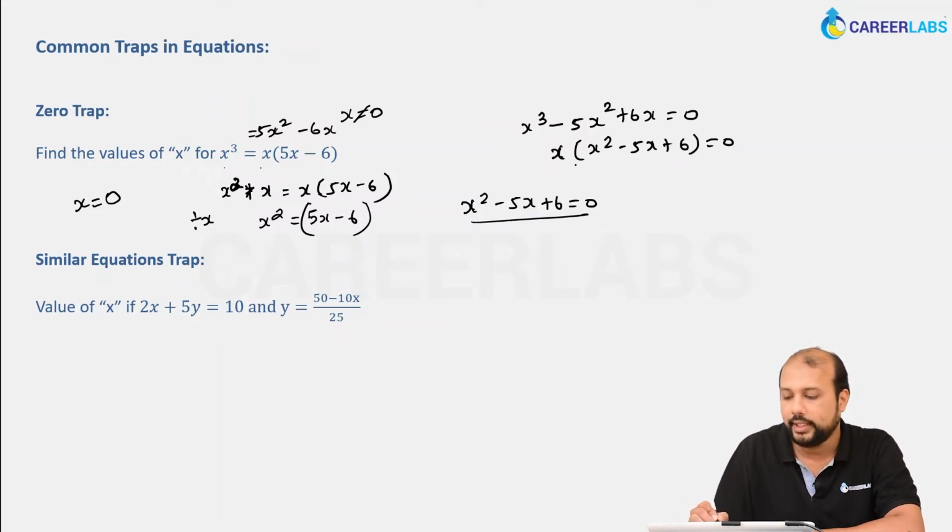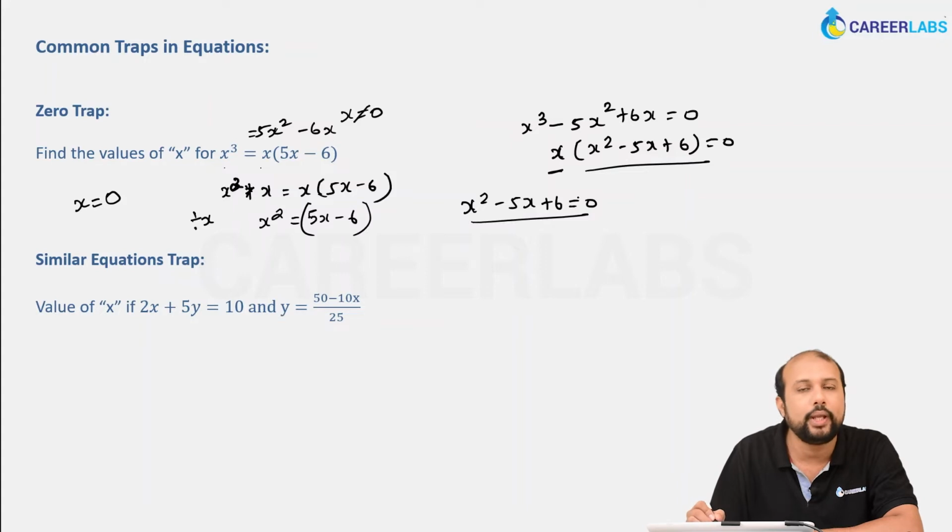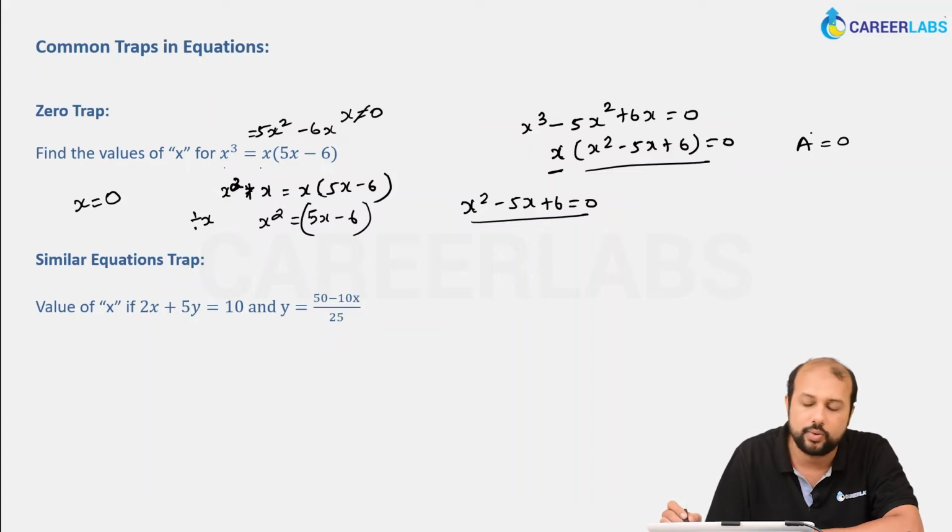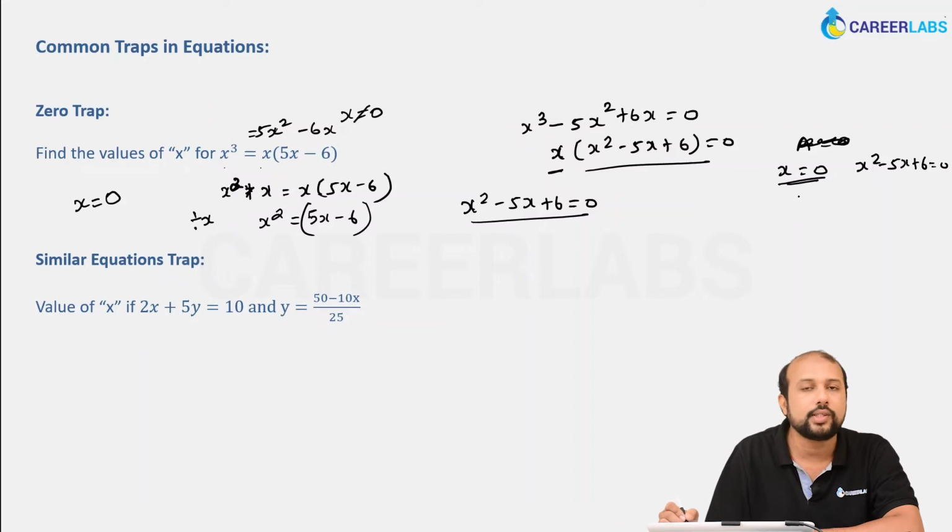Now you see a into b equivalent to 0 means any one of them has to be 0. This is a and this is b. Either a is equivalent to 0, that is, x is equivalent to 0 here, or x square minus 5x plus 6 is equivalent to 0. So x is equivalent to 0 is one of the solutions. That's what you have to keep in mind.